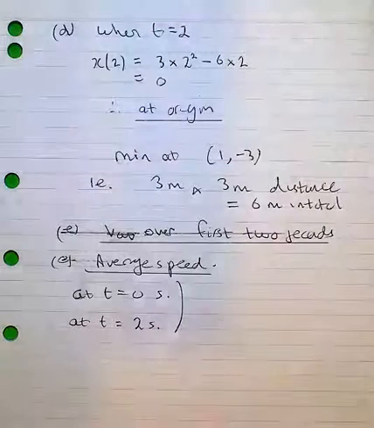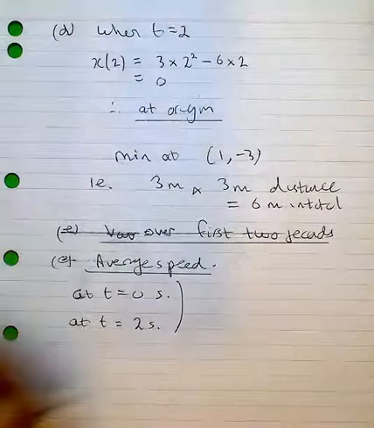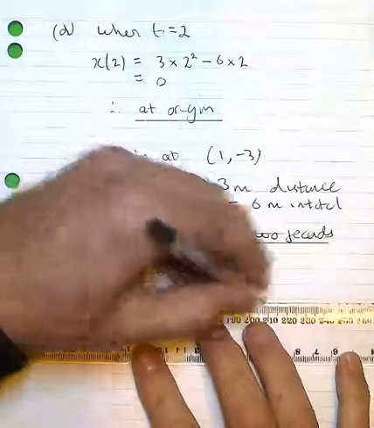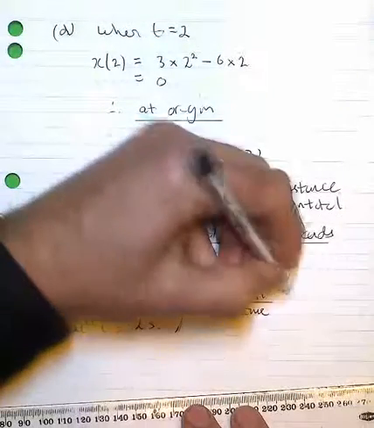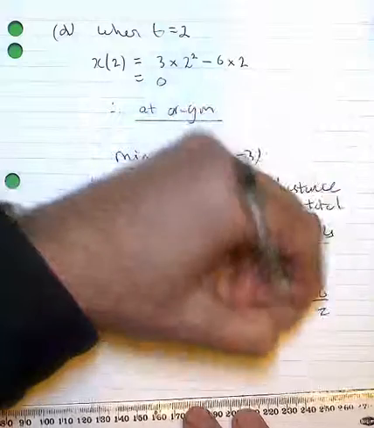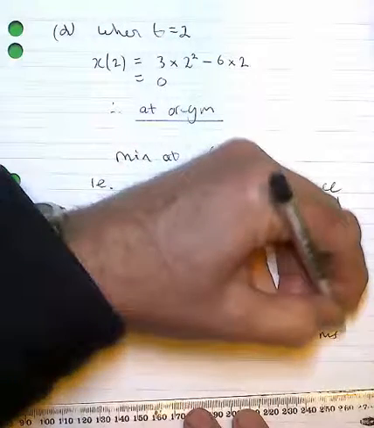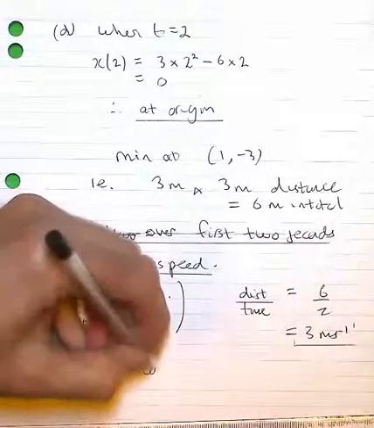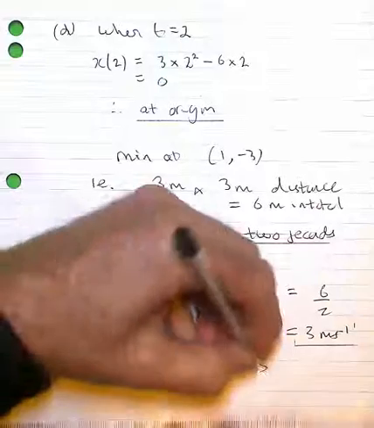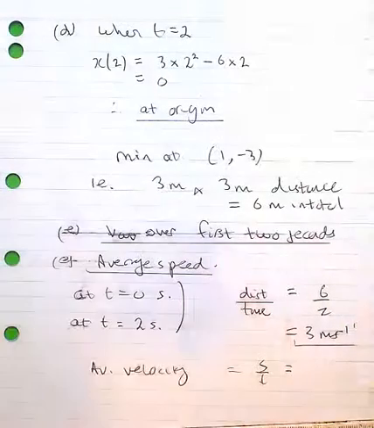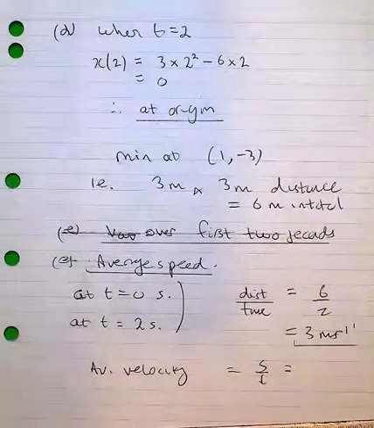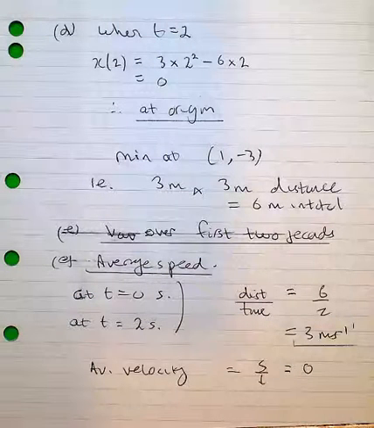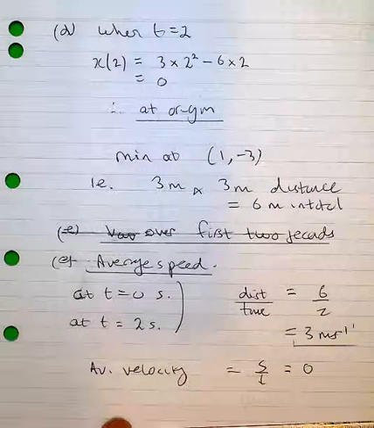Now, average speed is distance over time. So distance over time, which is 6 over 2, 3 meters per second. But the average velocity, though, is the displacement over time. Now, if an object's travelled to and fro, got back to where it started, there's no displacement, so hence no average velocity over that time period.